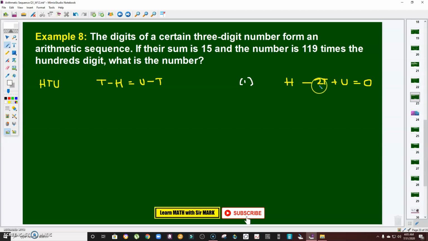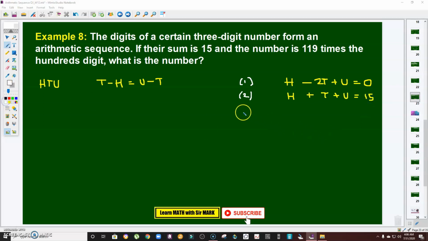Yung first equation ko contains 3 variables already. So, meaning to say, I need to get 2 more equations for you to solve for H, T, and U. Okay? So, now, for the second equation, if their sum, meaning yung digits, yung sum daw is 15. Madali lang establish yung second equation. This will be my second equation. So, yung sum daw nung digits, which is H plus T plus U, is just equal to 15.